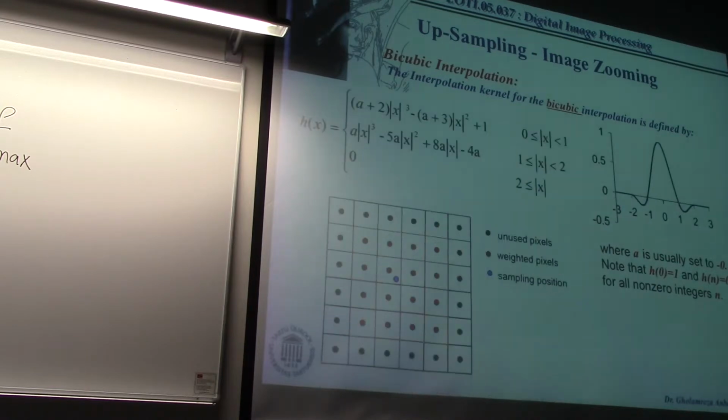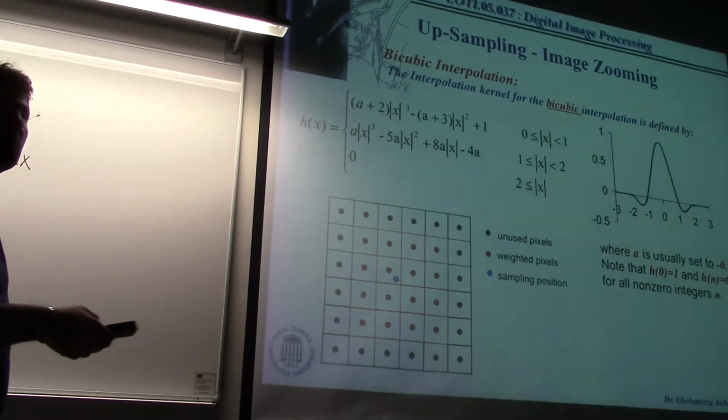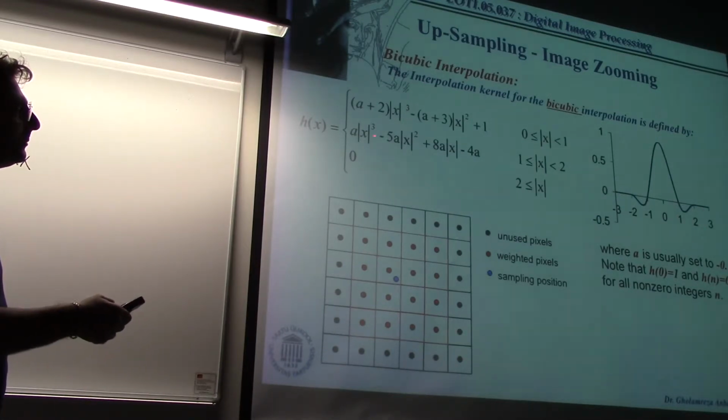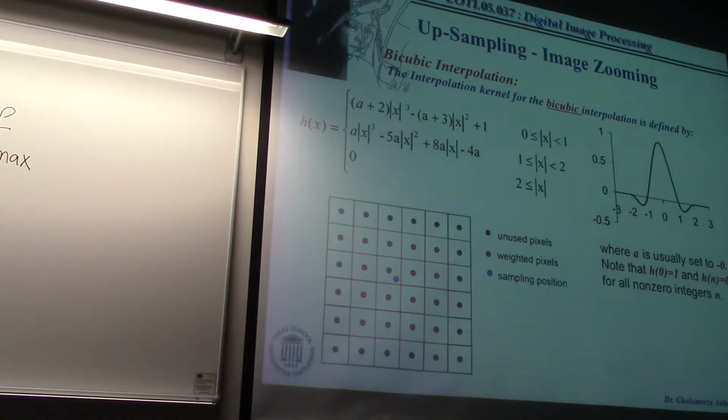And here you can see what happens with the bicubic. And as I told you, we have a third order polynomial. That's why it's called bicubic. We have a third order polynomial in order to calculate what should be the values inside our function.